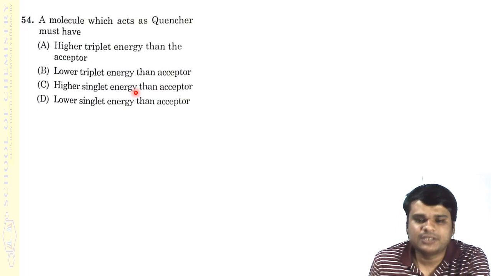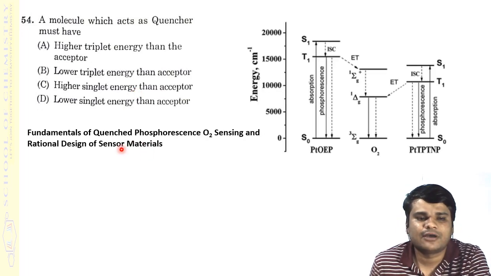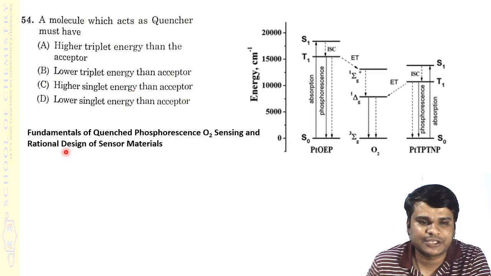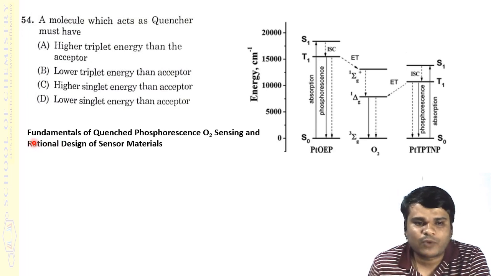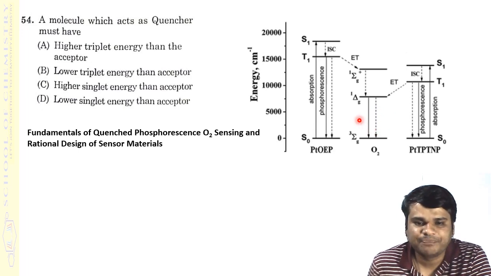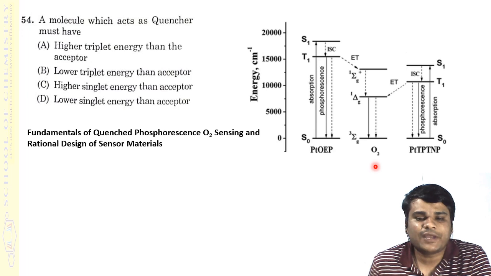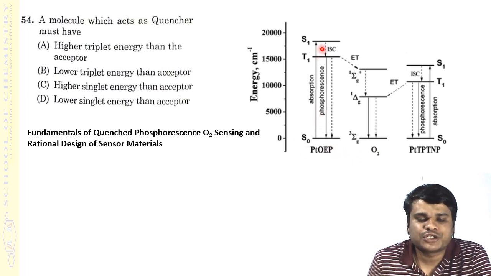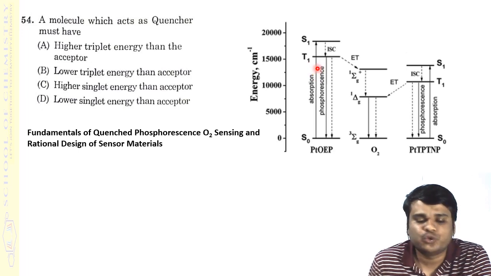So from one standard book chapter published by the Royal Society of Chemistry, RSC, one particular chapter, fundamentals of quenched phosphorescence O2 sensing, I have taken this diagram from that chapter. If you understand this diagram, or even if you know the basics of quenching, we can find that these quenchers always act as acceptors, acting as electron acceptors. The molecule that gives fluorescence, or say phosphorescence, will be acting as a donor, right?